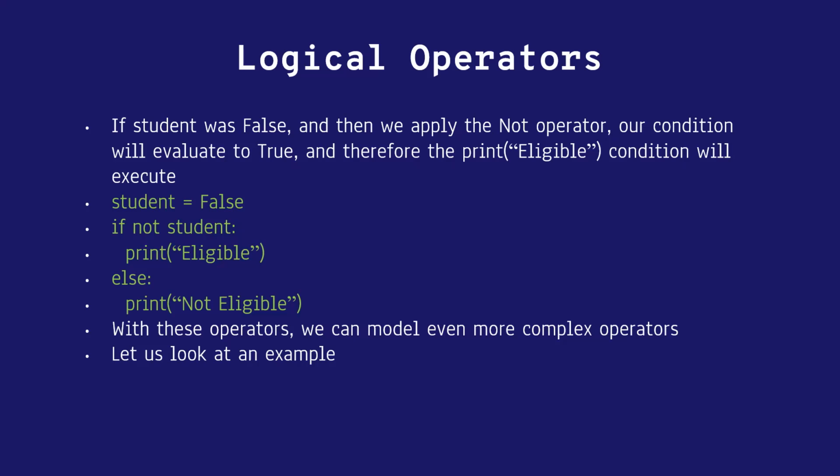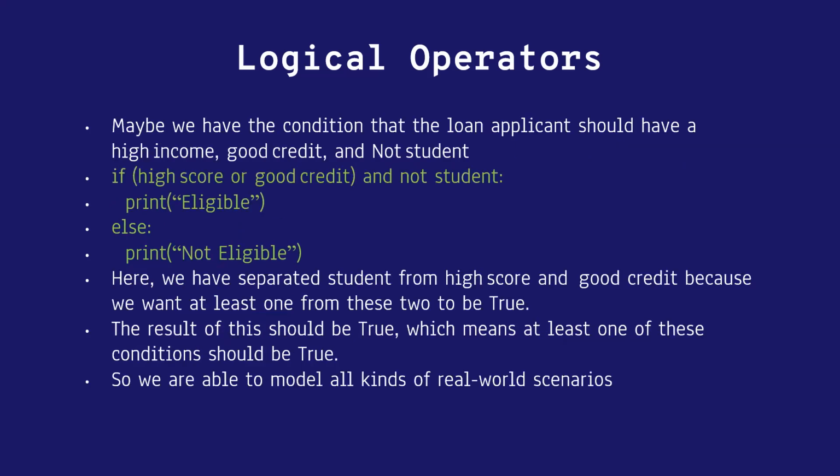So with these operators, we can model even more complex conditions. I want us to look at an example. Maybe we have the condition that the loan applicant should have a high income or good credit, and not be a student. That means if high income or good credit and not student, print eligible, else print not eligible. Here we have separated student from high income and good credit because we want at least one from these two to be true. So we are able to model all kinds of real world scenarios.